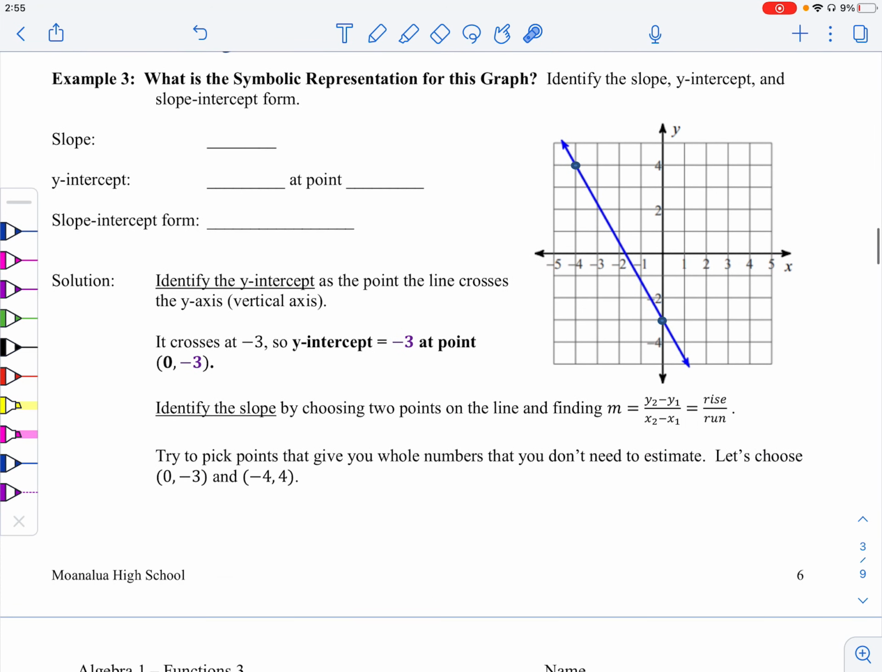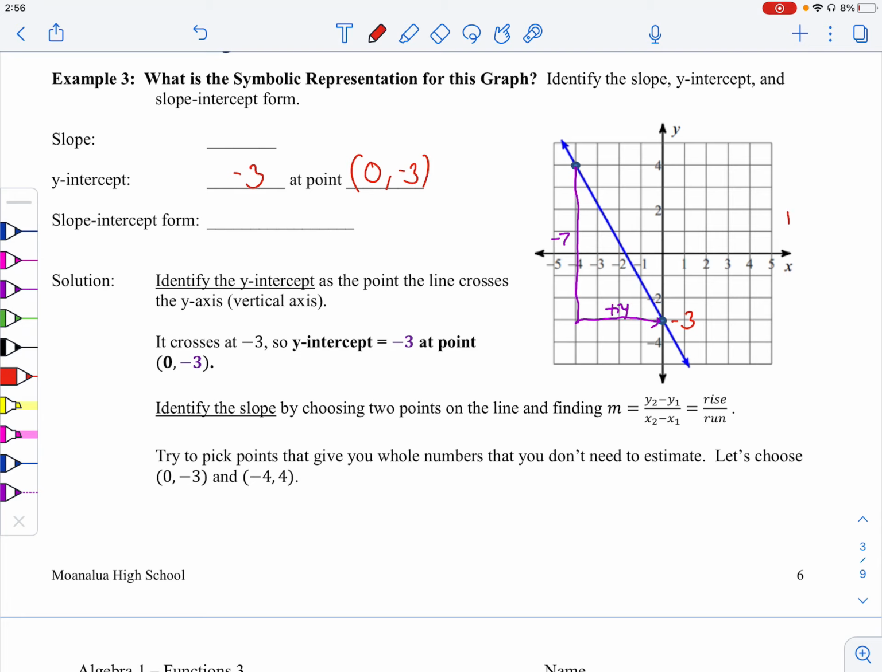So example 3, right there. This was already done, but we can look at where it intersects our y-axis, this axis right here, negative 3. So it intersects at negative 3. That's our y-intercept: negative 3, at (0, -3). Our slope is given, it kind of goes off here, but we're given another point. We can use that to find our rise over run. So we went down 1, 2, 3, 4, 5, 6, 7, so negative 7, and then 1, 2, 3, 4, plus 4.